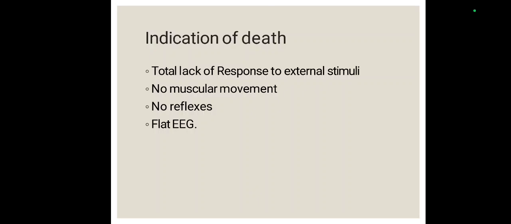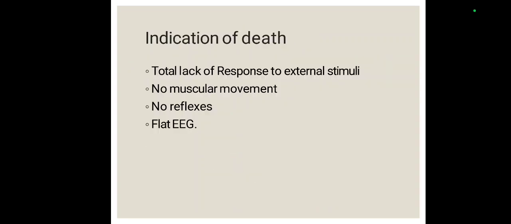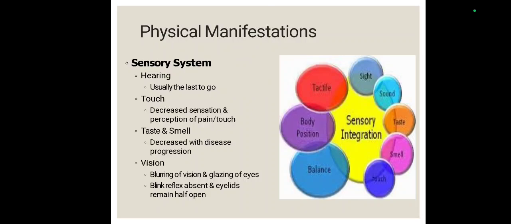weak pulse. These changes occur because the body systems are gradually shutting down. Another indication of death, such as physical manifestation: the sensory system, the hearing, is usually the last to go. Touch, decreased sensation, and perception of pain and touch is decreased. Taste and smell are also decreased. Blurring of vision, glazing of eyes, blink reflex absent, and eyelids remain half open.